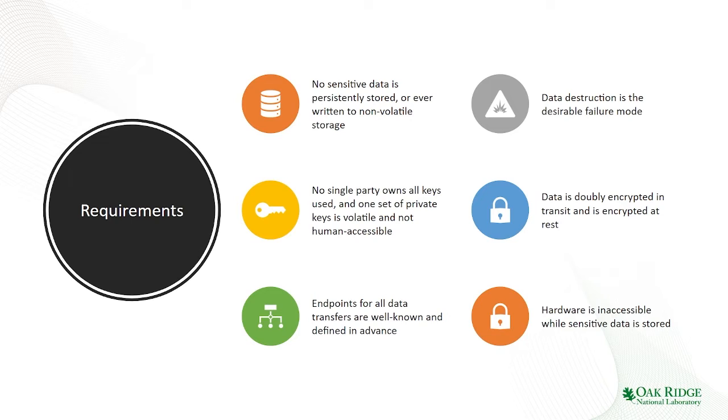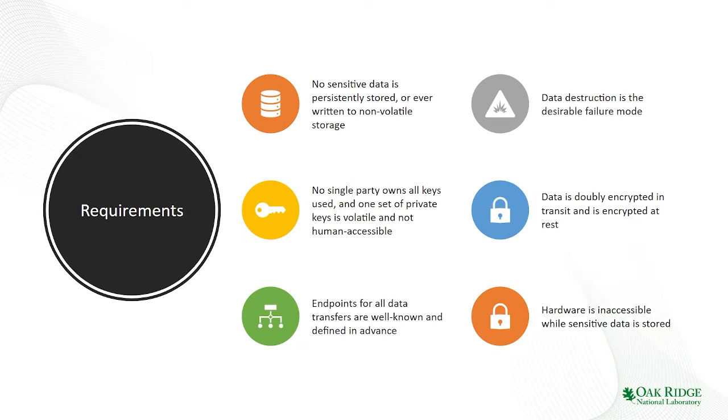No sensitive data is persistently stored or ever written to non-volatile storage. In fact, let's just not have hard drives in the computers. Okay? While they're running, everything can just be in RAM. And that means you need a lot of RAM. It turns out putting a terabyte of RAM in a computer is expensive, but doable. Data destruction is the desirable failure mode. So if anything goes wrong, one of the things we can do is kill power to the machine. Because since the machine has no persistent storage and everything's in DRAM, if we kill power, we introduce error into the DRAM and the data is effectively corrupted.